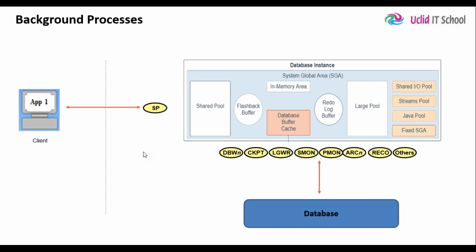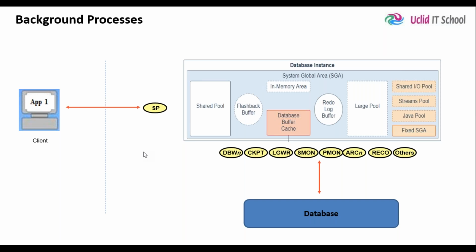Now, one difference between background processes and server process is what? Background processes are started along with the instance, and they will be continuously running in the background. When they have work, they perform that work and then keep quiet.